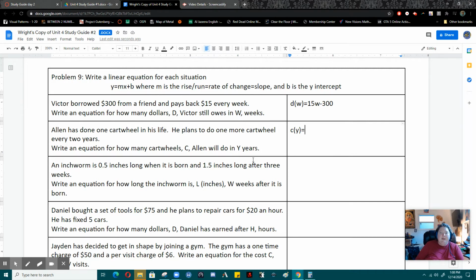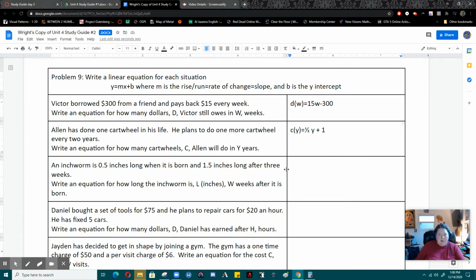So cartwheels is dependent on the number of years that passed. So let's think about this. He's going to do one cartwheel every 2 years, 1 over 2. That's his slope times the number of years, and then plus his starting amount, which is 1 in his life. So we have 1/2 y plus 1. This is like he'd do half a cartwheel each year.